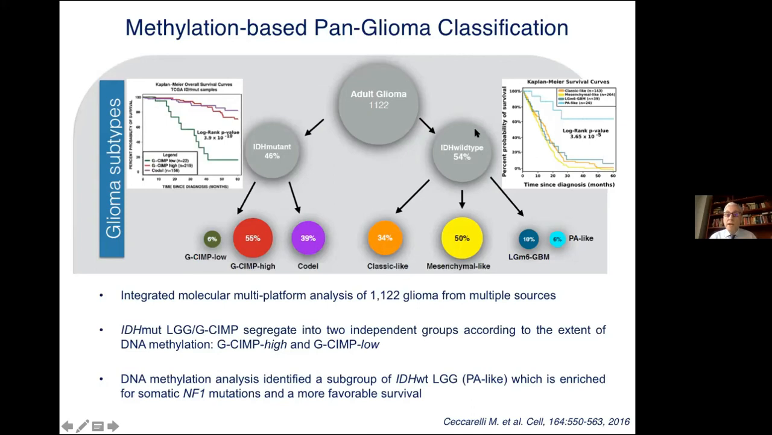Within the IDH wild type, we also identified an outlier group that we called PA-like, to stand for pilocytic astrocytoma-like. This is an adult tumor that has features very similar to that of a pilocytic astrocytoma of children. And as you can see, these tumors, different from the rest of the poor prognostic IDH wild-type subtype, are associated with a relatively more favorable clinical outcome.